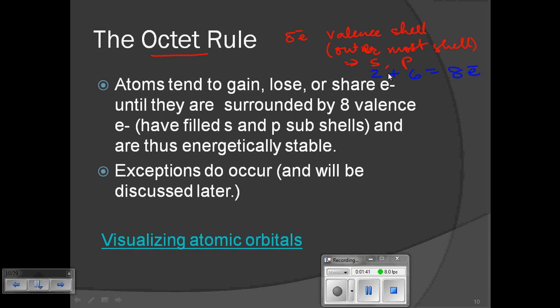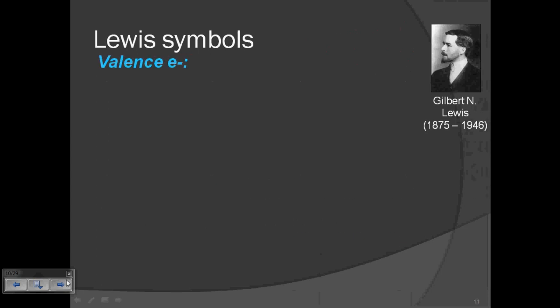D and f sublevels are never present in the valence shell because they are present in the n-1 and n-2 levels. So atoms tend to gain, lose, or share electrons to complete their octet. Now there are exceptions to the octet rule on both sides. There are atoms that are happy or stable with less than 8 electrons, like hydrogen and helium, and then there are atoms that expand their octet and are more stable having more than 8 electrons in their valence shell. We'll look at both of them in a little while.